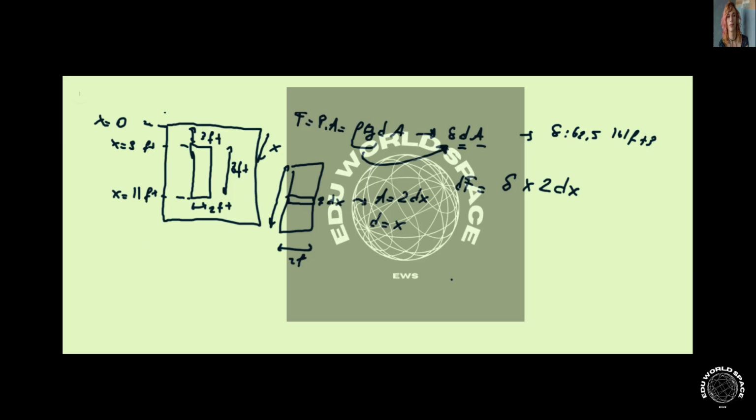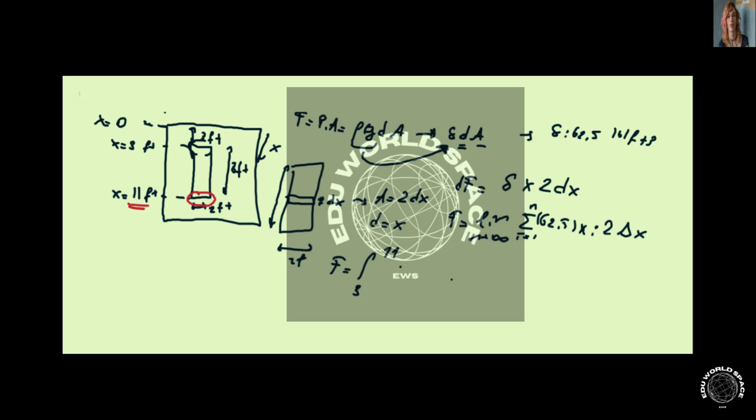Now if we integrate this, let's first write it as a Riemann sum: limit as n goes to infinity, summation over i from 1 to n of lambda, which is 62.5, times x_i multiplied by 2 times delta x. We can convert that into an integral and write the total force as the integral from 3 to 11. Why 3 to 11? Because this edge starts at 3, and then we have this other edge located at x equals 11 level. So that's why the limits of our integral are from 3 to 11.